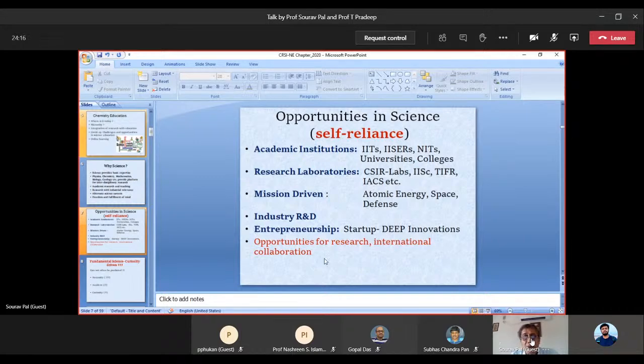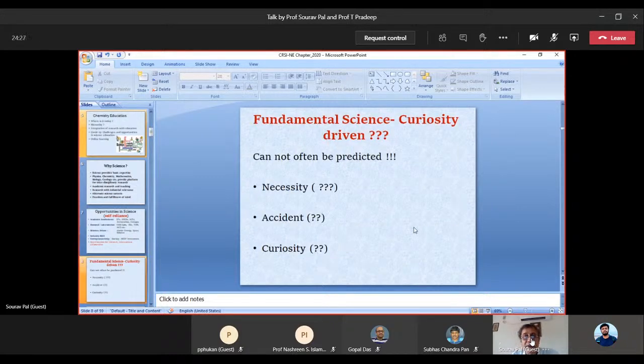So there are lots of opportunities for research. But what is important in startups, as far as science is concerned, is that we must go to deep innovations. Deep innovations are basically high-tech scientific innovations. Fundamental science obviously cannot be predicted. It comes out of necessity. Sometimes it comes out of accident. Sometimes it comes out of curiosity.